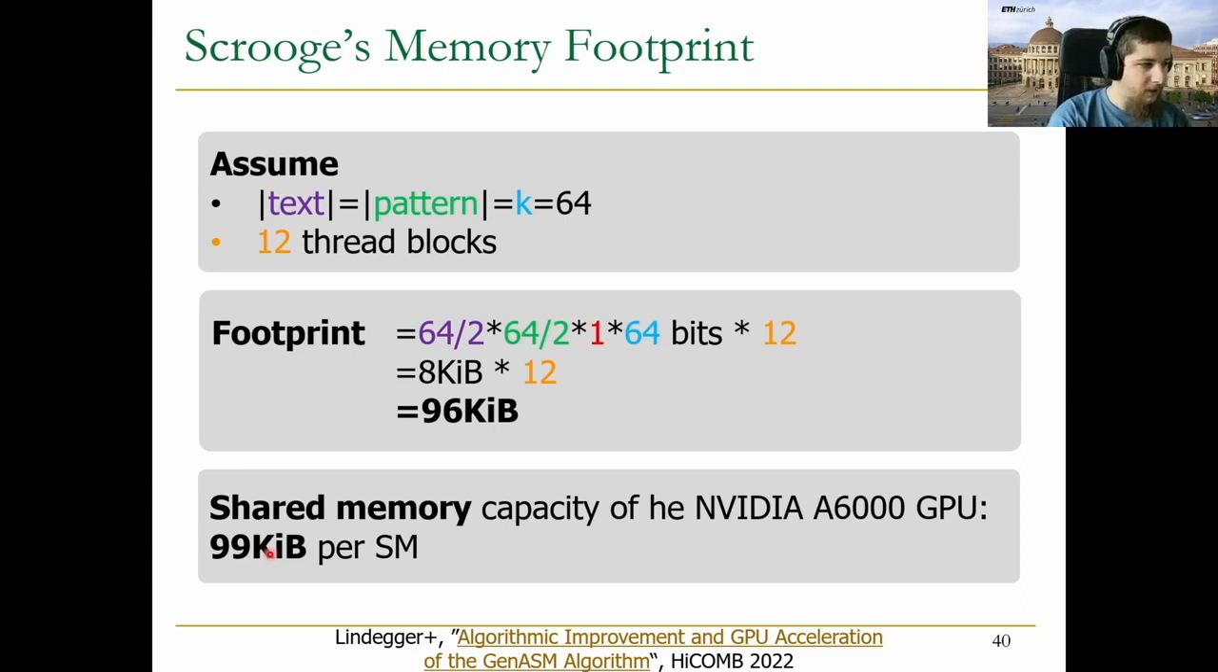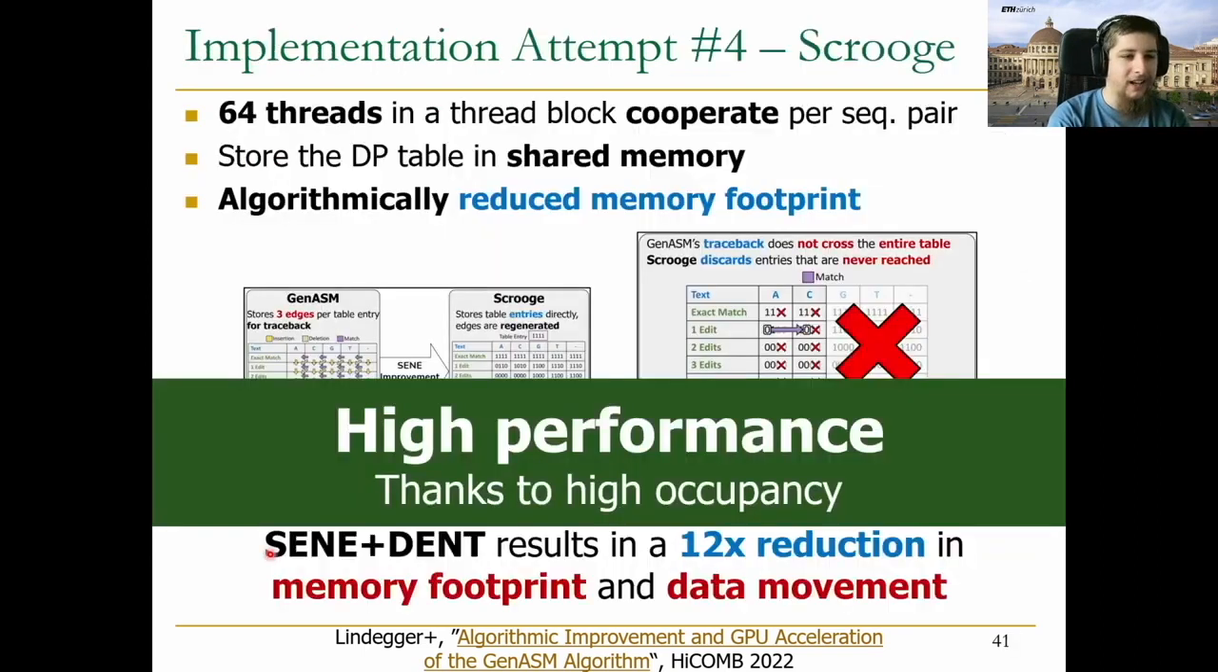So this is really good because these 12 thread blocks are enough to reach what we could call high occupancy. This gives us high performance, much higher than what we had without these algorithmic improvements. I can show you some proof for this. This is not all hypothetical.